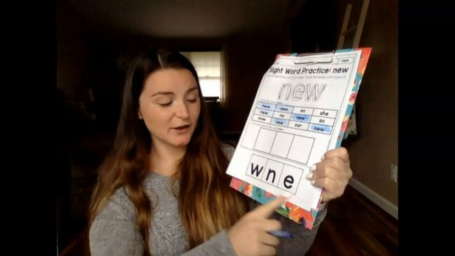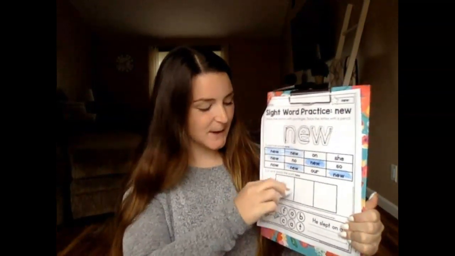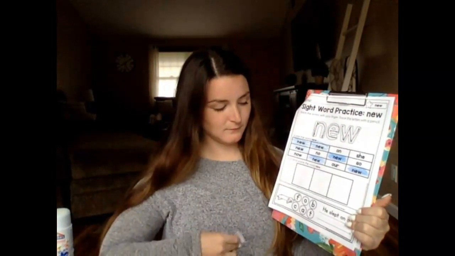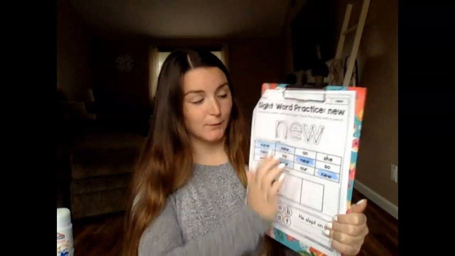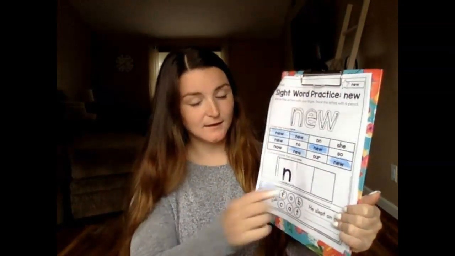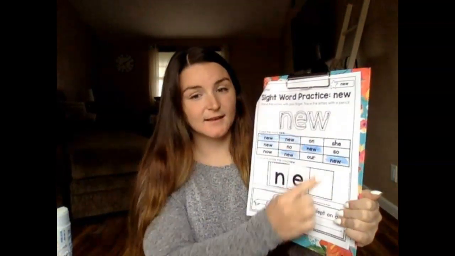And you need to cut out your letters to glue to make the word. So I'm going to go ahead and cut out my letters. All right, now that we have our letters cut out, we need to glue them in the order to make the word new. What letter is first? N. Good. What letter comes next? E. And our last letter is W.